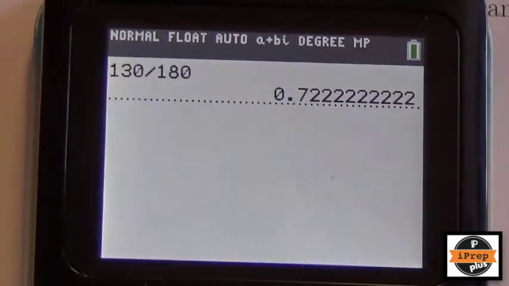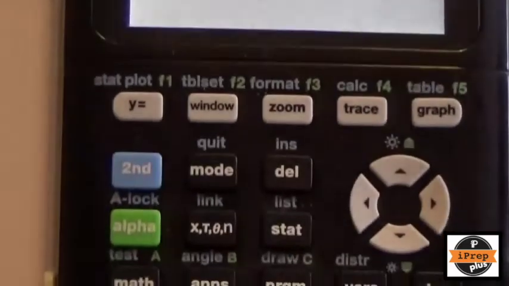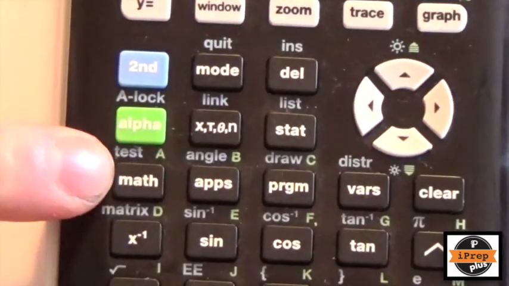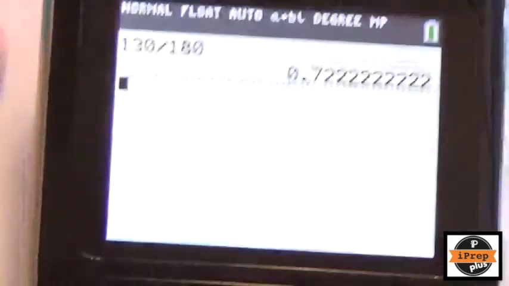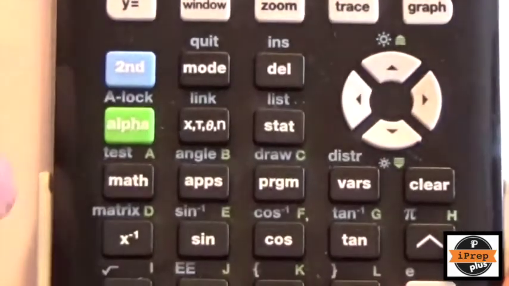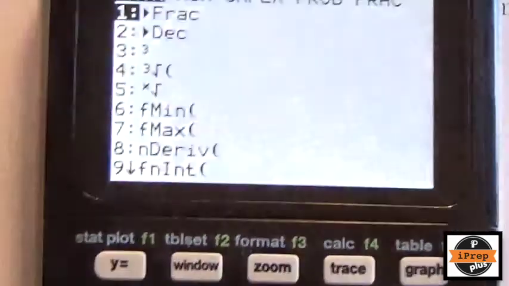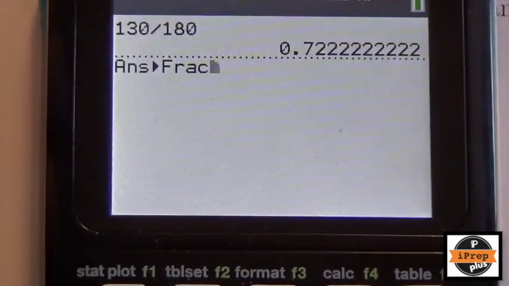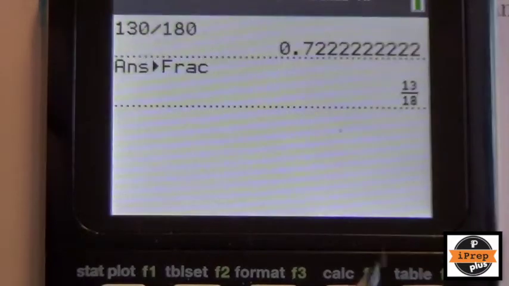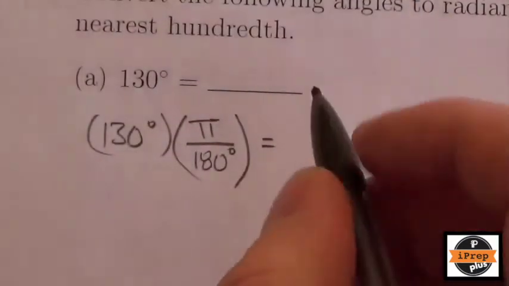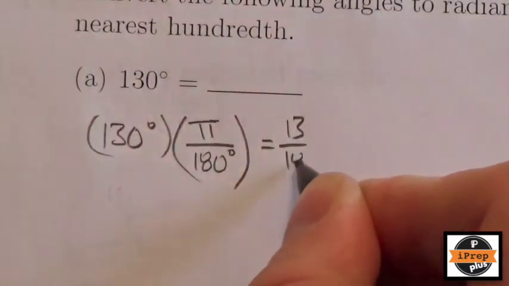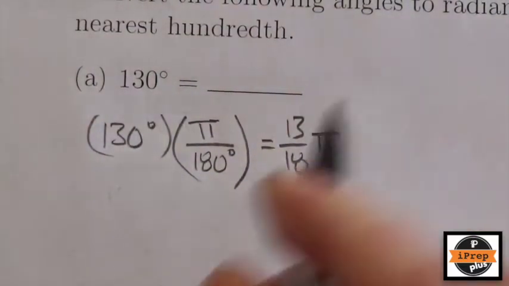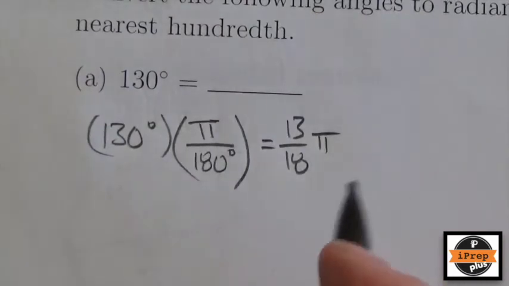Now, if you can't already see how that would simplify, because normally we would want to write that fraction in simplest form, then once you get that decimal, you press the math button right here. You have to have that decimal first, but then press the math button. And the very first option you get here is to convert to a fraction. So press enter to choose that. And it'll take that answer and convert it into a fraction for us. And so this becomes 13 over 18 pi. Because I couldn't do anything with the pi, I left it in there.